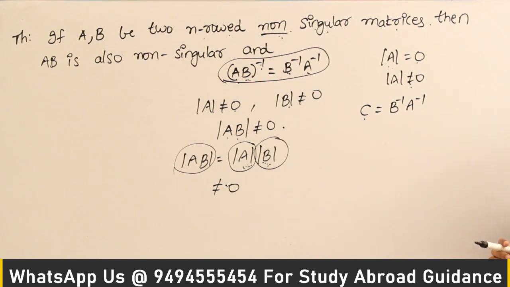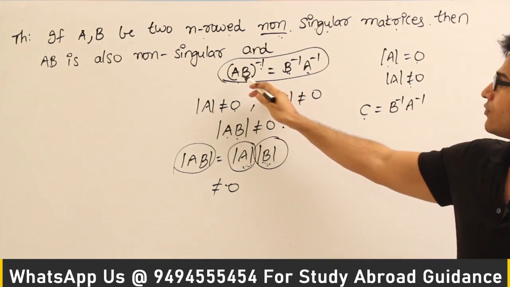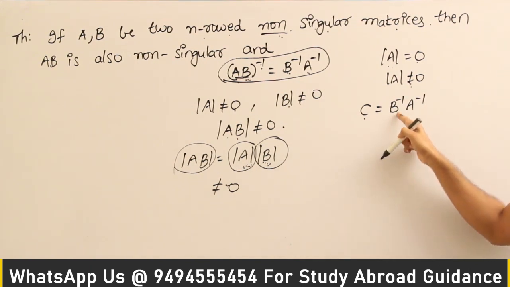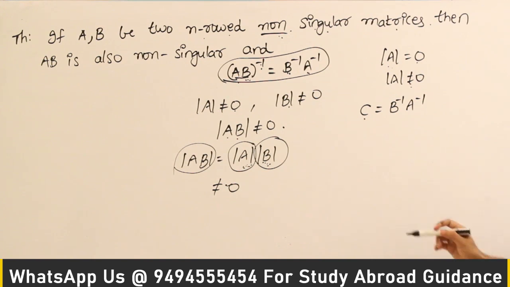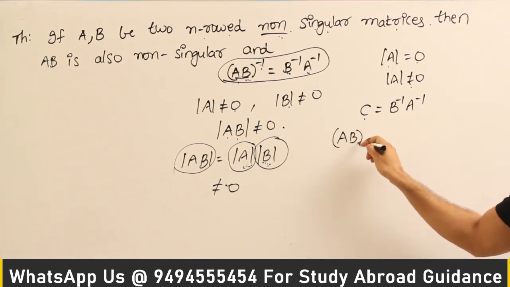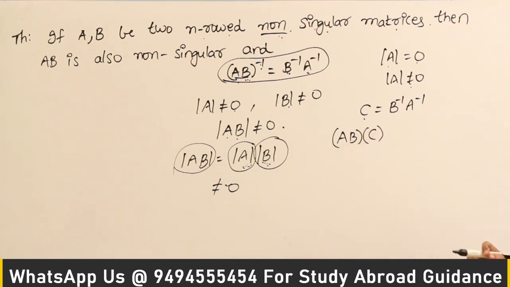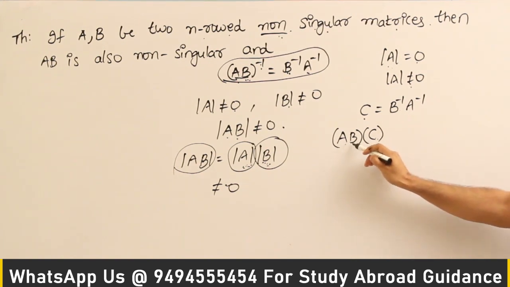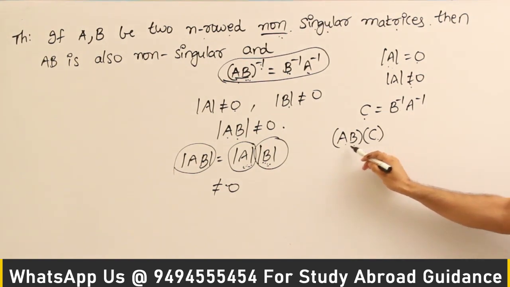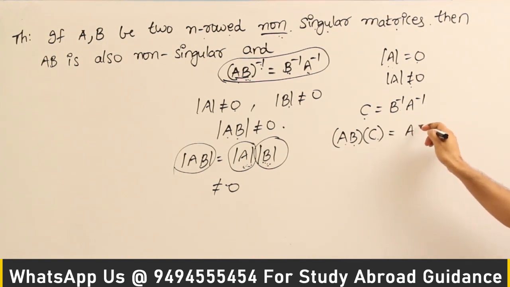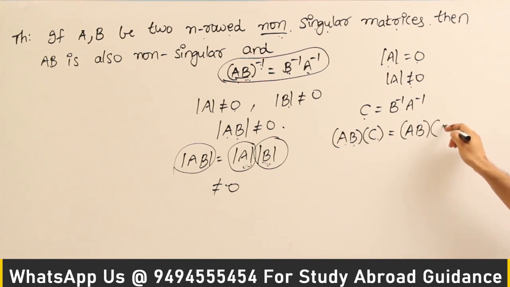Now what is it that we wanted to prove? We want to prove that if AB is a matrix, the product is a matrix, then the inverse of that matrix is B inverse into A inverse. So that is why let's see this. If AB is a matrix, then I want to see what happens with AB into C. In case this C turns out to be the inverse of AB, then we are supposed to get the entire product as I, isn't it? Just check this. AB into C is nothing but AB into B inverse into A inverse.